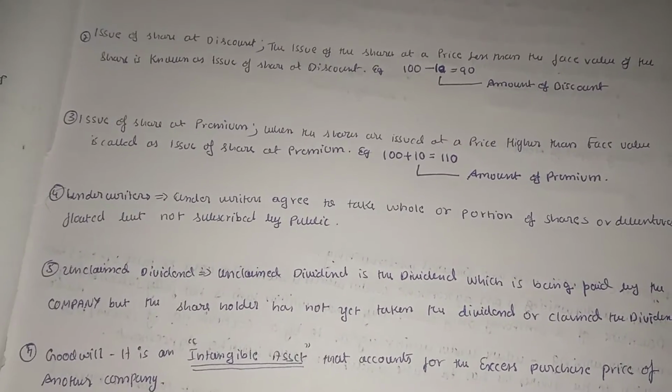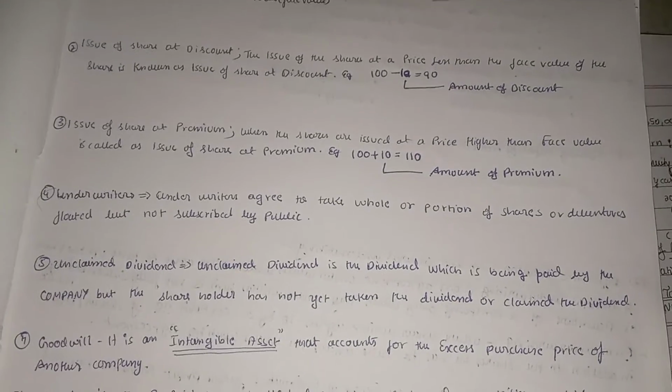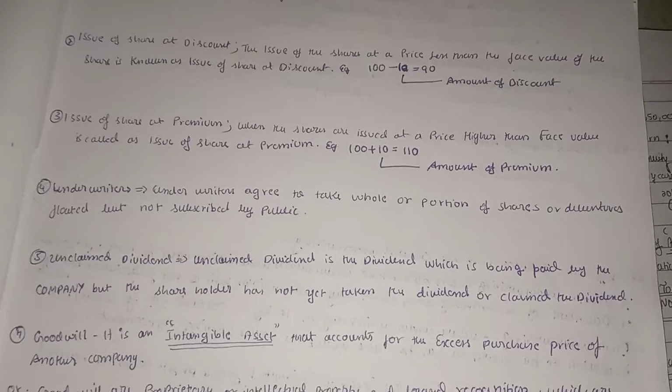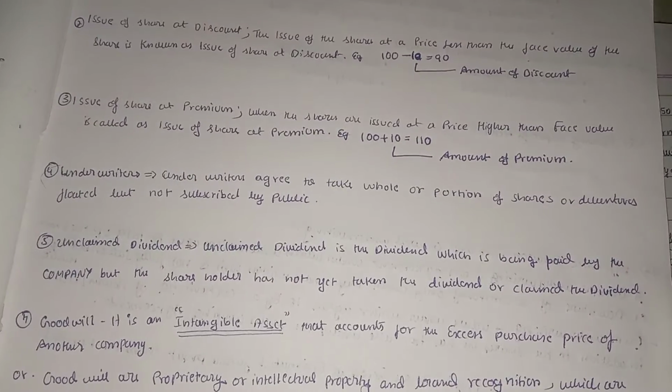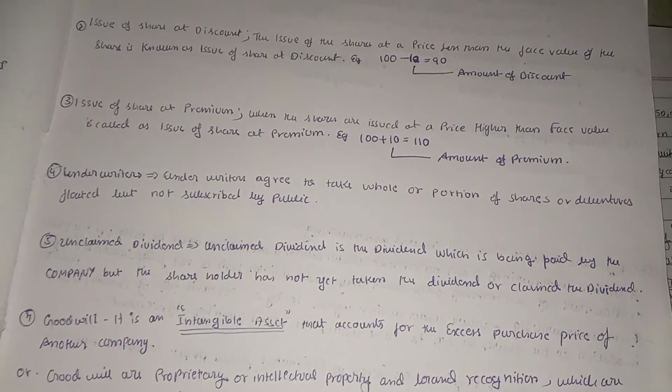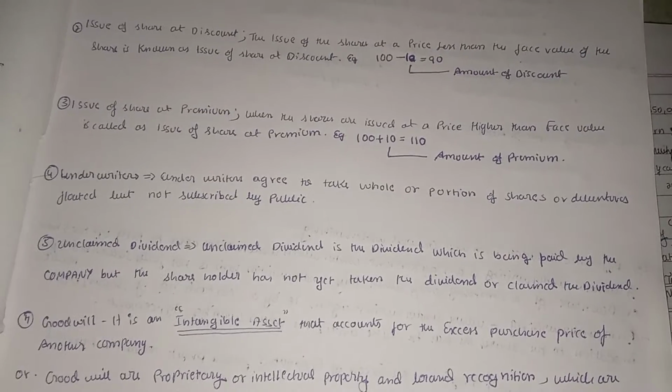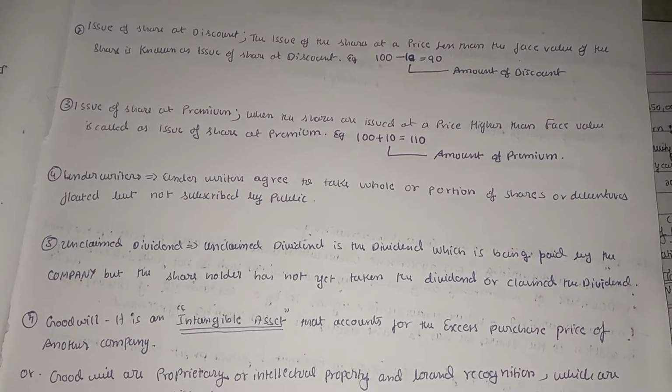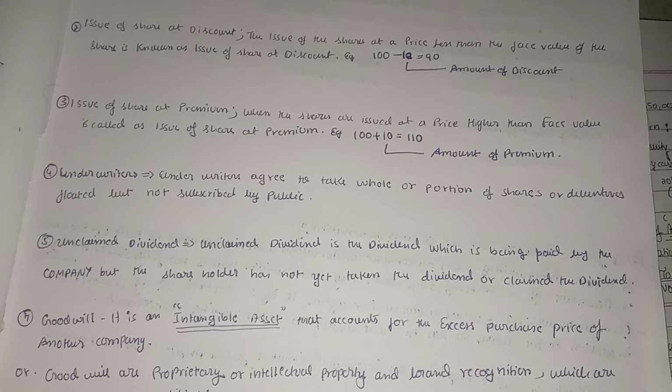Issue of share at premium. When the shares are issued at a price higher than face value, it is called as issue of share at premium. Example, 100 plus 10 is equal to 110. Amount of premium here is 10.